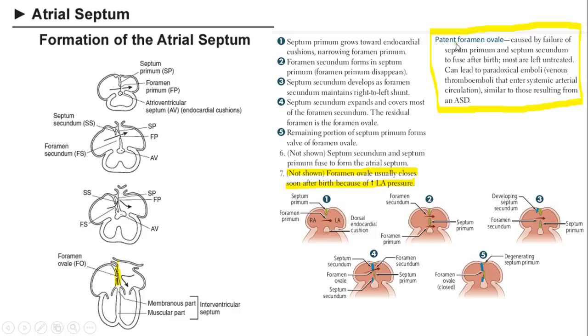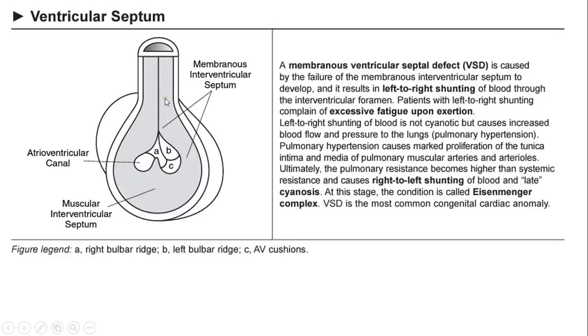And a note here says patent foramen ovale, which means open foramen ovale, is caused by failure of the septum primum and septum secundum to fuse after birth. If this never fuses, then you're going to get a patent foramen ovale. Most are left untreated, but it can lead to paradoxical emboli, which I explained earlier: venous thromboemboli that enter the systemic arterial circulation. Okay, now we're going to talk a little bit about the ventricular septum.